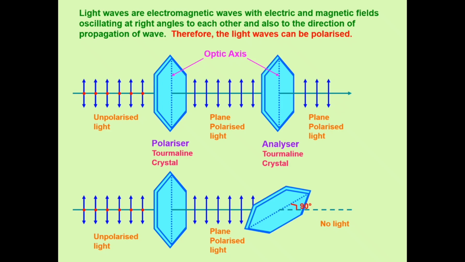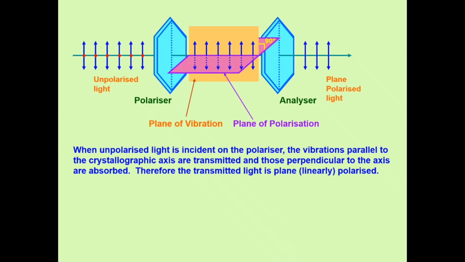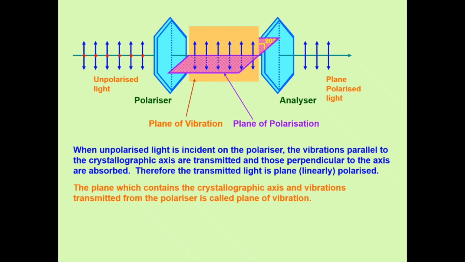Remember, polarized means one direction, here parallel to the principal axis. If you rotate the analyzer to different angles, you can get the variation of the intensity of light. It is the same concept: plane of vibration and plane of polarization.